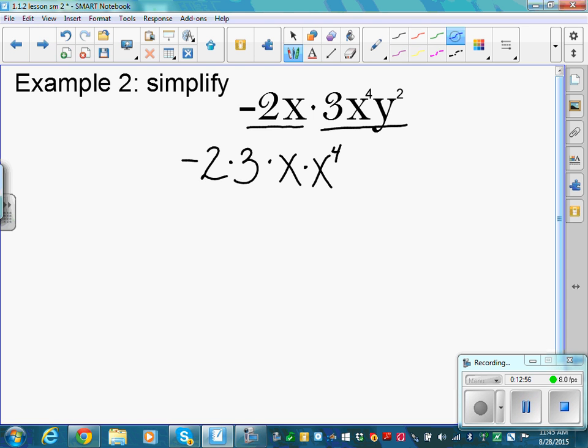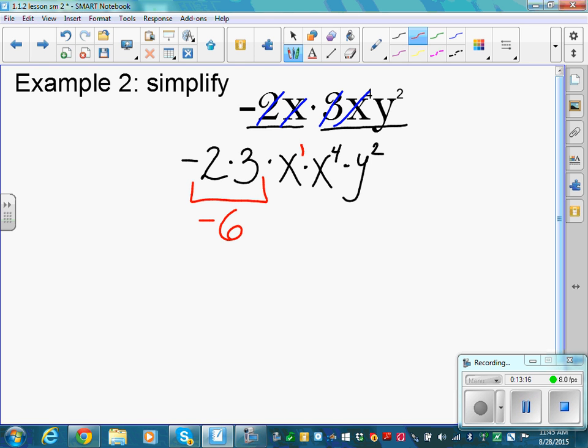Now if you need to, as you go along, you can go through and cross them out so you don't leave anything off. So I like to do that sometimes. And then we have our y squared. Now piece by piece, let's go through and simplify it. Remember not to add the numbers, you just multiply those. What's negative 2 times 3? Negative 6.